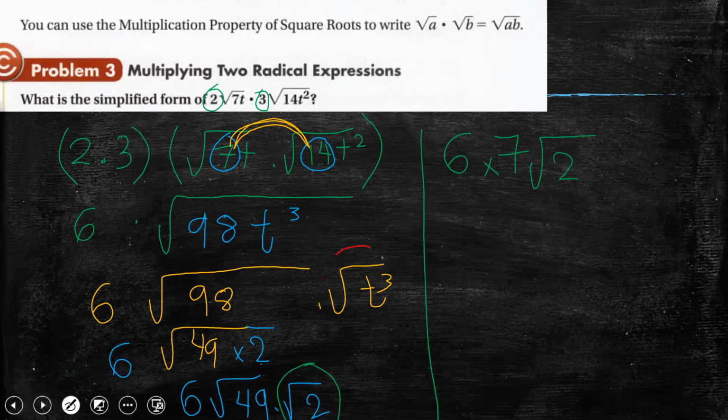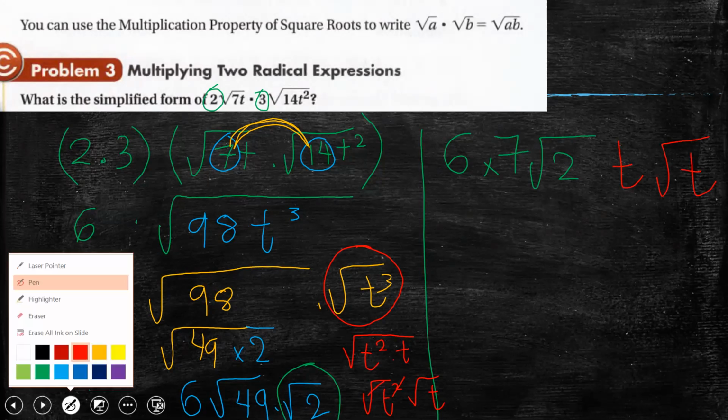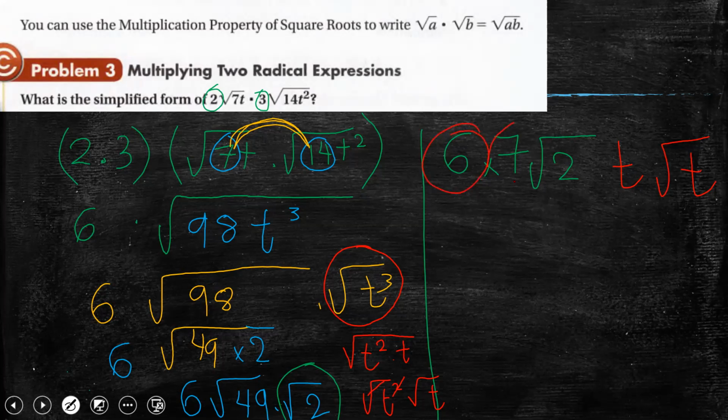We have square root of t cubed. So we write it as t squared times t. Then t squared and t cancel each other, I mean the square root of t squared and t squared cancel. What did we get? t and square root of t. Exactly.